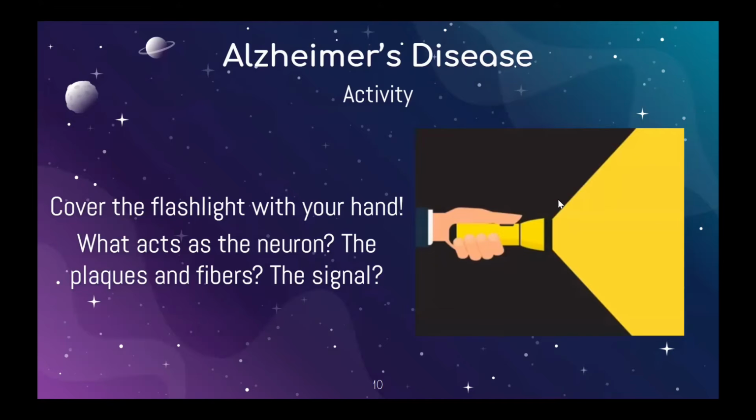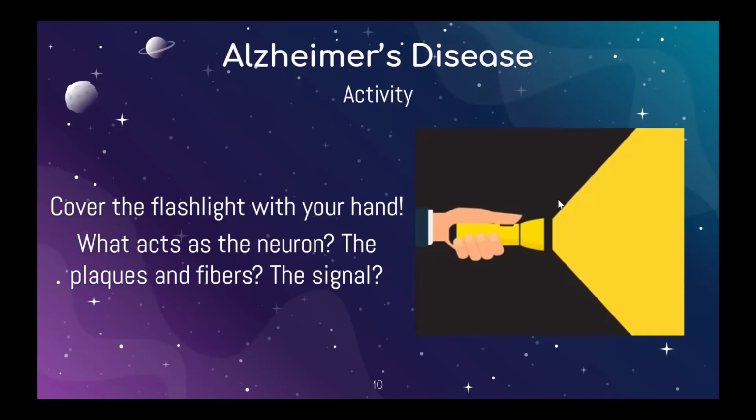Now, take your hand and cover the flashlight. What do you notice? Do you see any light coming out of that flashlight? Next, think about the different components of this contraption. What acts as our neuron here? What are the gummy bears, so to speak? And what is the signal that needs to be relayed to the space outside of the flashlight? I'll give you a minute to pause and think about these answers yourself.